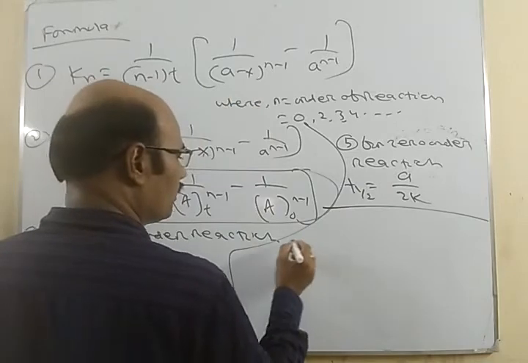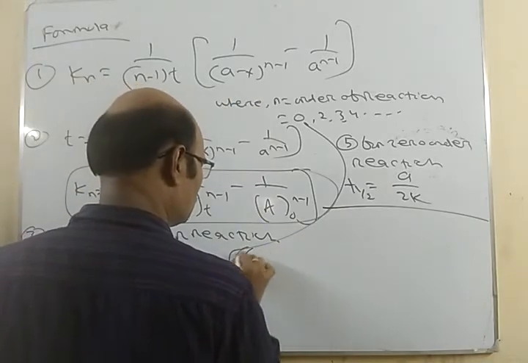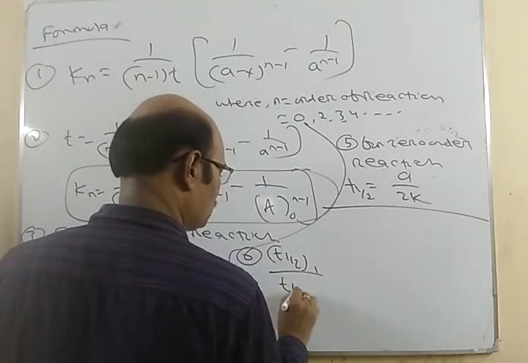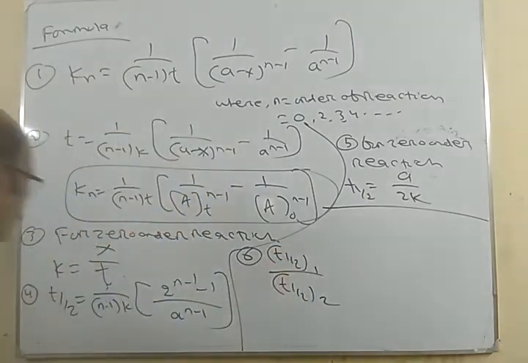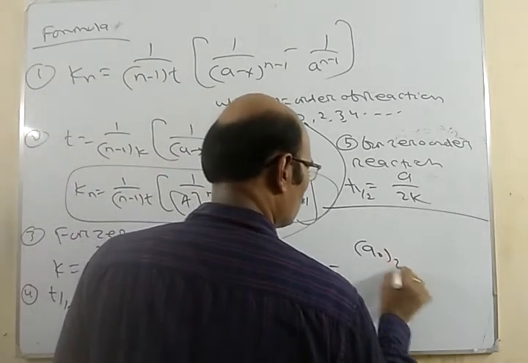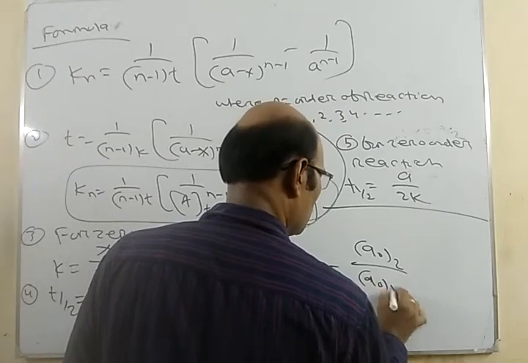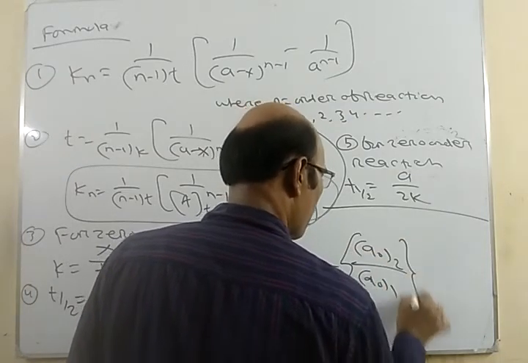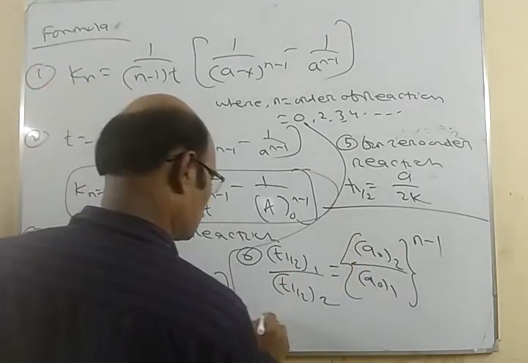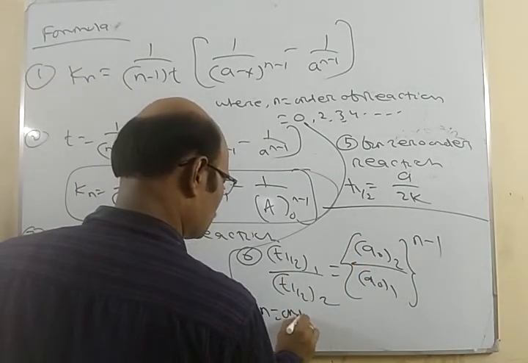And also we have seen that T half 1 by T half 2 equals a0 2 by a0 1 power n minus 1, where n is the order of the reaction.